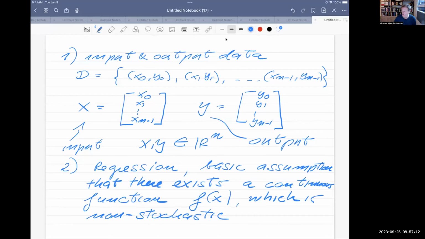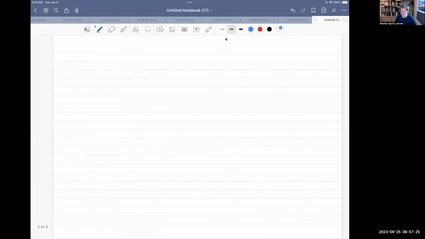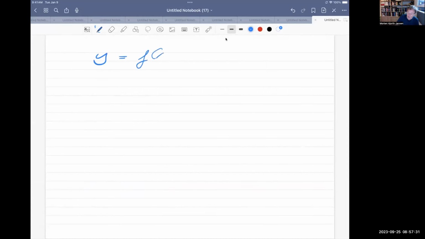I don't know if that answered the questions, but we can also discuss this during the break here. So the basic assumption about the data is that there is a continuous function which is non-stochastic. So what we would be doing then is to assume that this y is given by this continuous function, and now we are focusing on regression problems only. When we come to classification problems, we will replace this f of x with a model for a probability distribution.